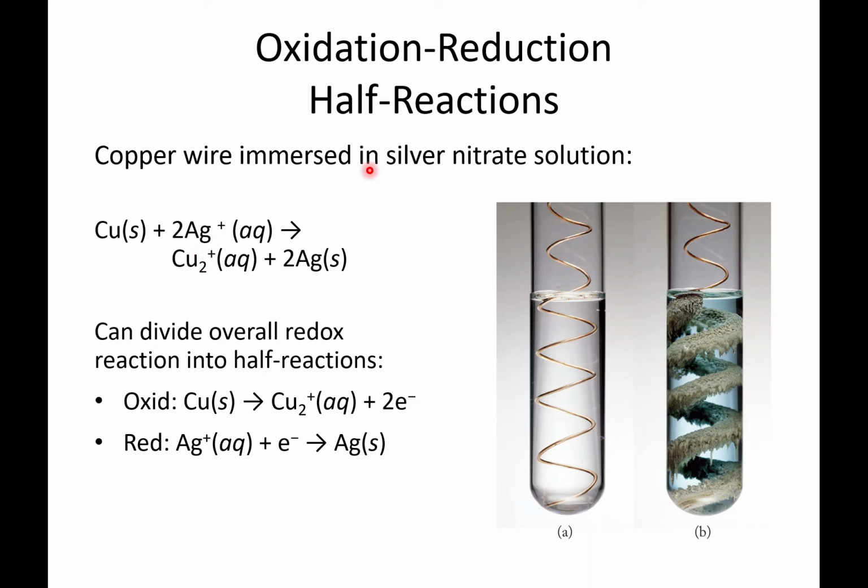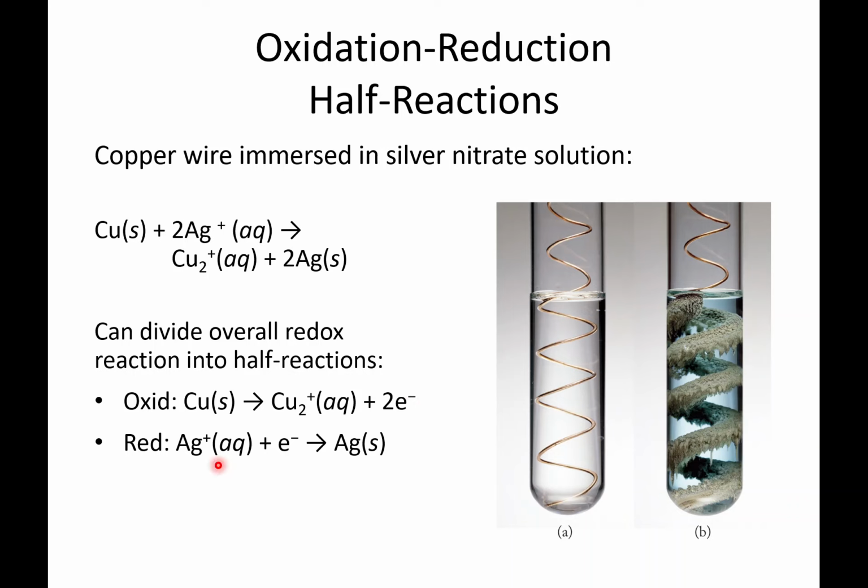Okay, so we can break these down into what's known as a half reaction. For the oxidation, copper is being oxidized. It's giving up electrons. And what's occurring here is copper solid goes to copper 2 plus plus 2 electrons. So we show the electrons as a product or a reactant in these half reactions. The reduction half is silver plus an electron going to silver solid. And that's really all I wanted to say.